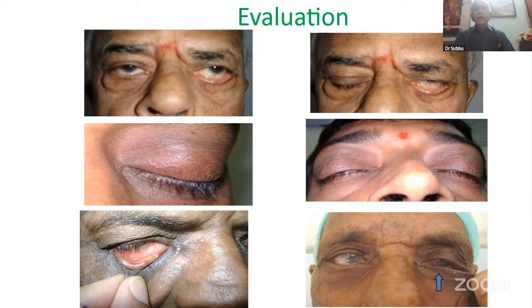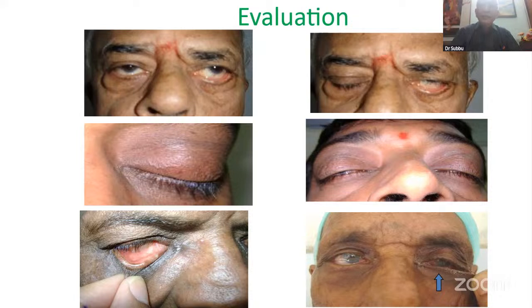Then there are 2 important tests. Number 1 is called the pinch test. You hold the lid at the lid margin and pull it. Normally, you should not be able to pull it more than 6 millimeters. If you are able to, it means that it is lax. The second is the snapback test. After you pull it, leave it. Normally, it goes and hits the eyeball with a thud. But if it goes very slowly or stops in between, it means that the lid is lax.